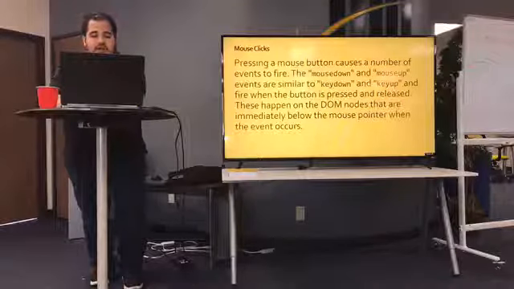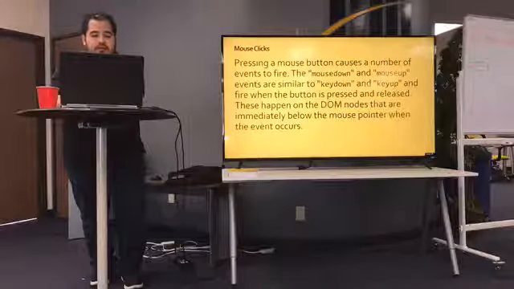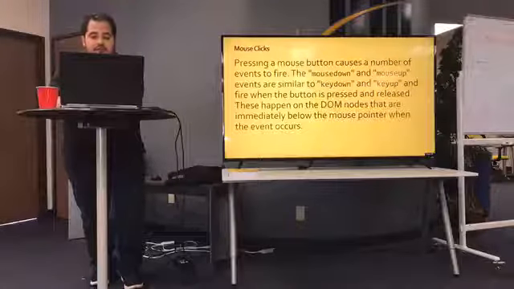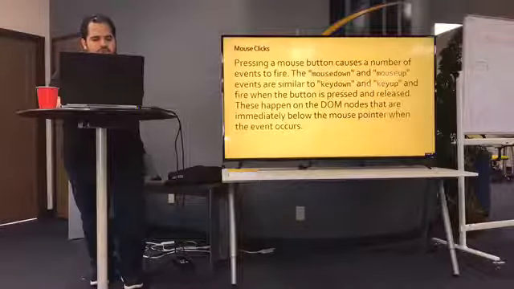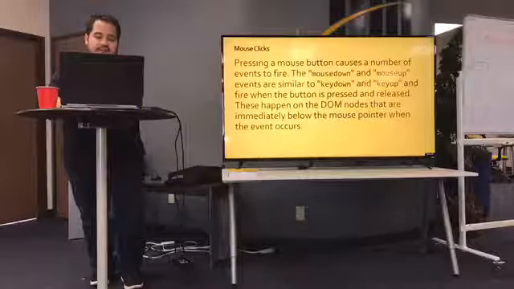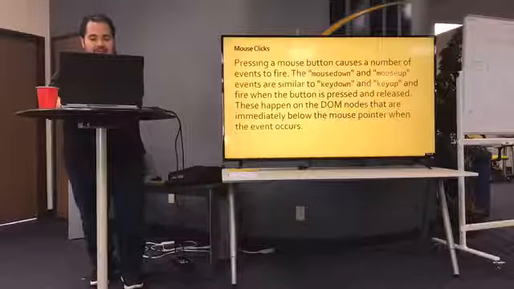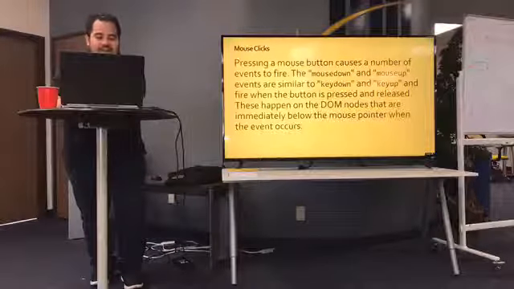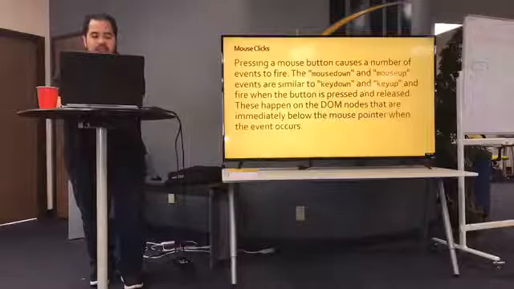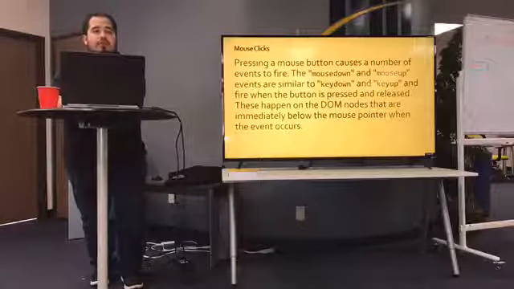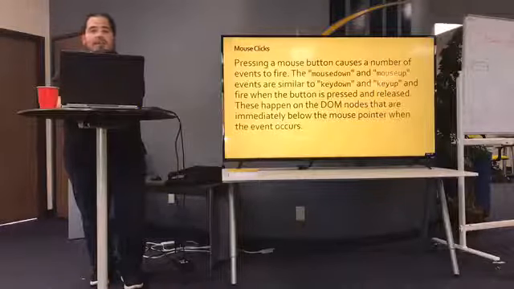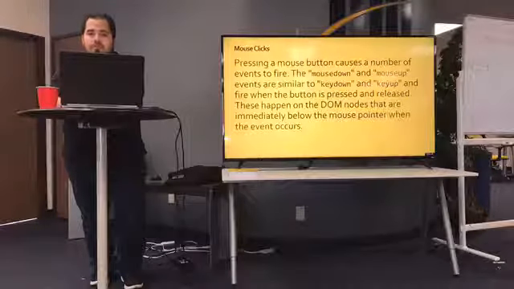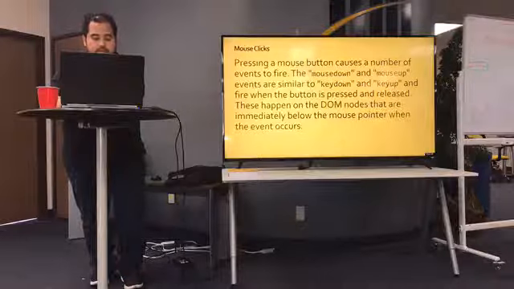Pressing a mouse button causes a number of events to fire. You have the mouse down, and then when you let go, mouse up. Events are similar to key down and key up, and fire when the button's pressed and released. These happen on the DOM nodes that are immediately below the mouse pointer when the event occurs. So again, nothing complicated, there's really no magic to it. You're telling the computer to do whatever you want when you want it to do it.